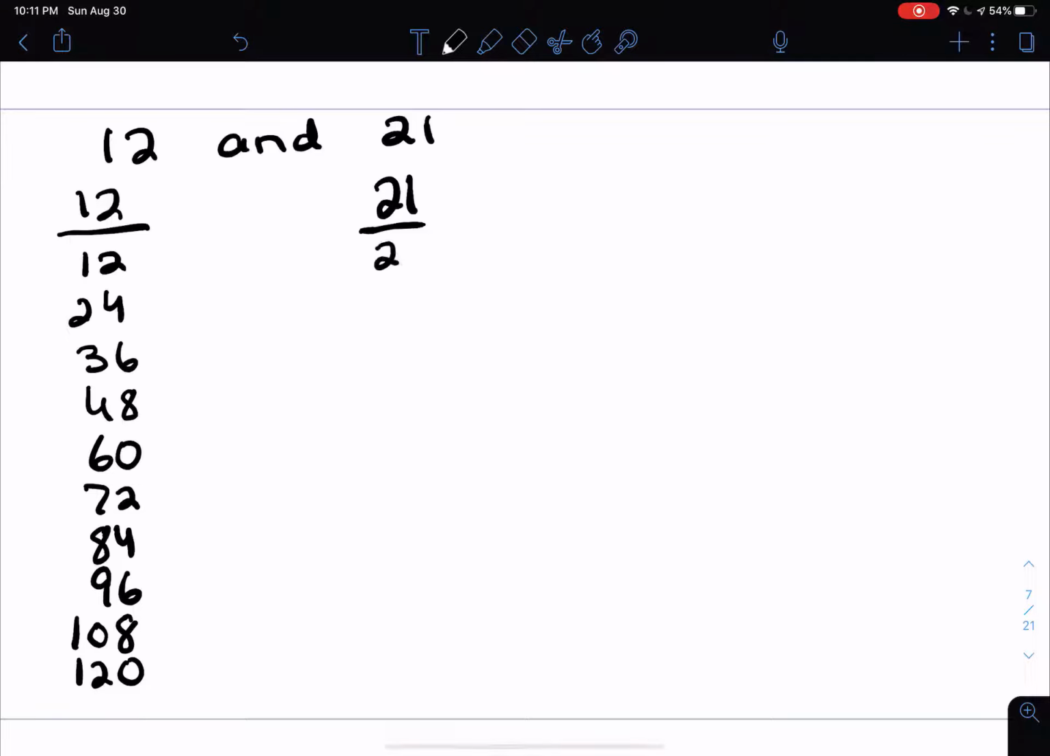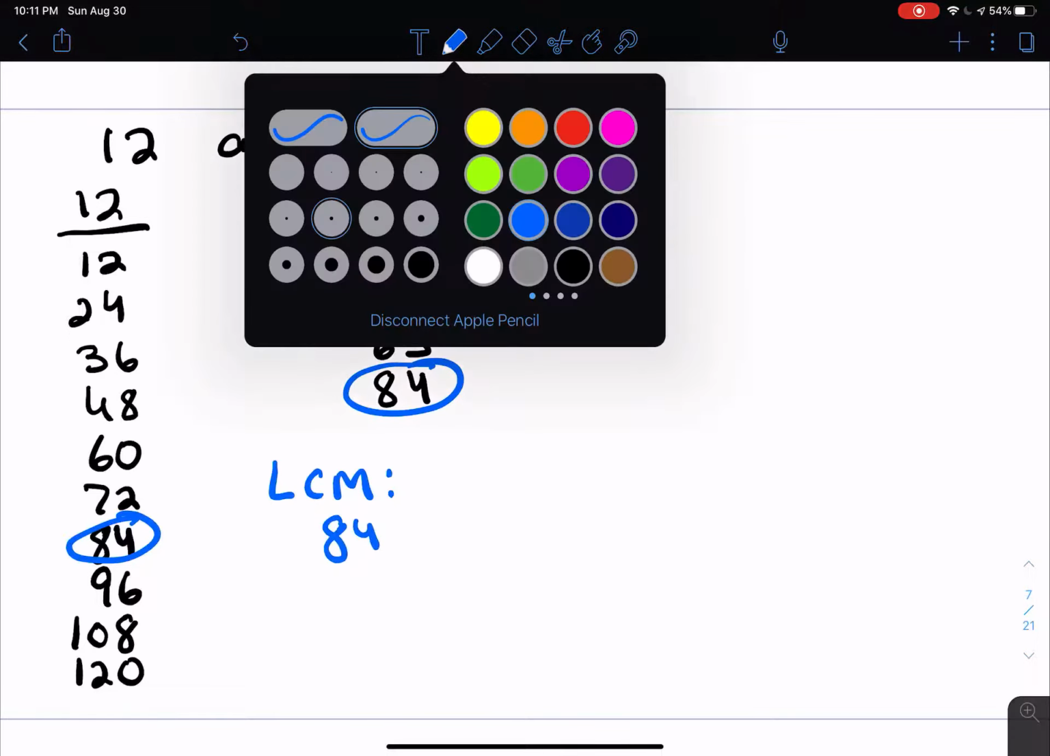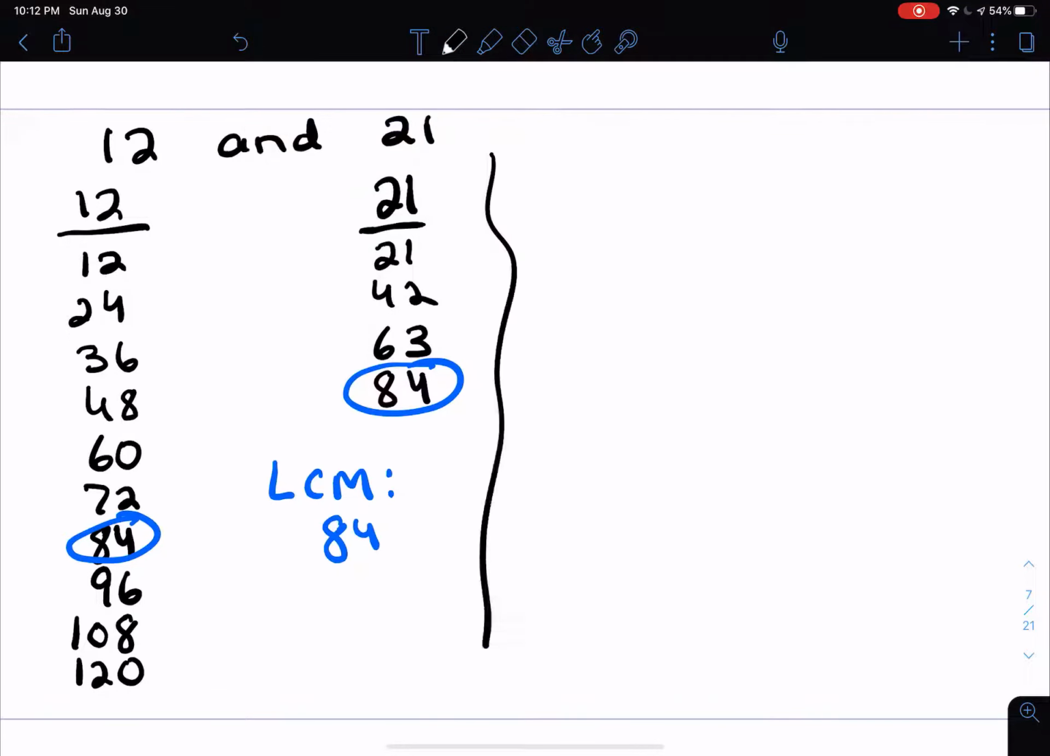21 times 1 is 21. 21 times 2 is 42. 21 times 3 is 63. 21 times 4 is 84. Ooh, there we go. The very first multiple they both have in common is 84. So that is the LCM. But we're going to do it with prime factor trees. We'll get the same result, just a different way of getting there.